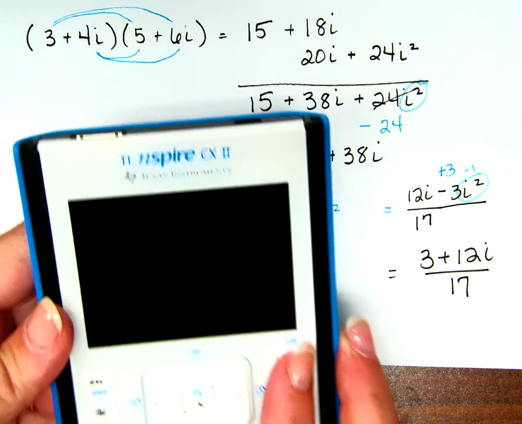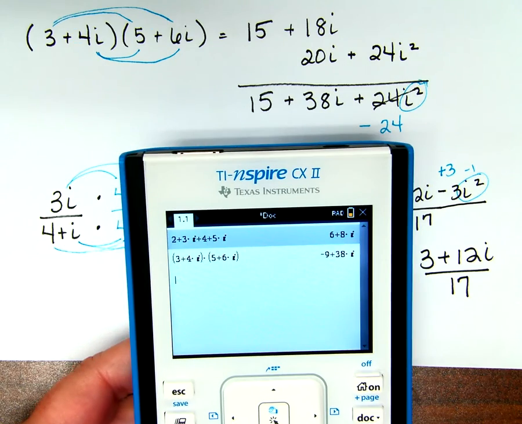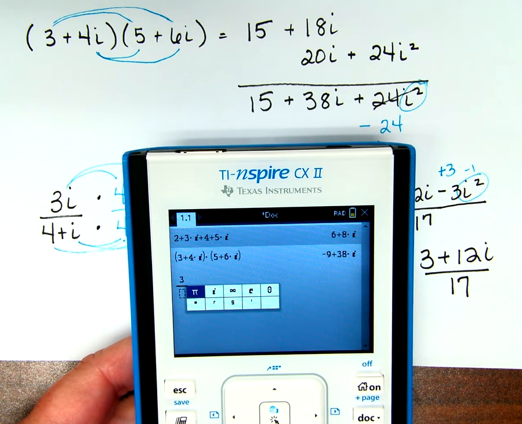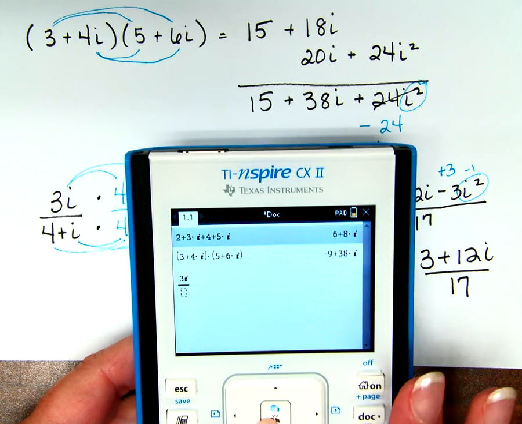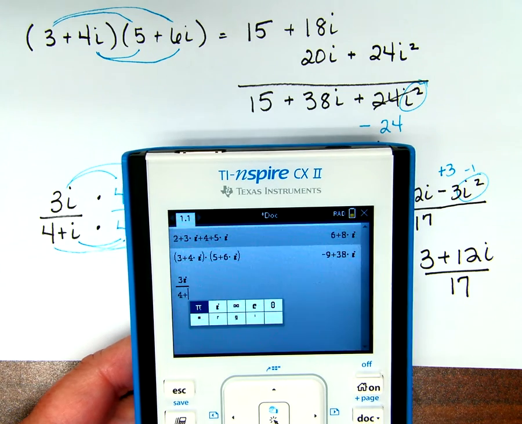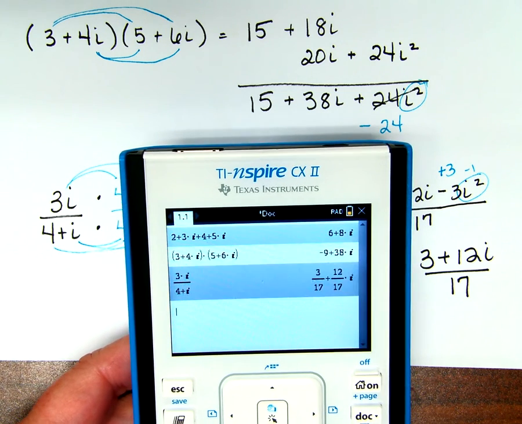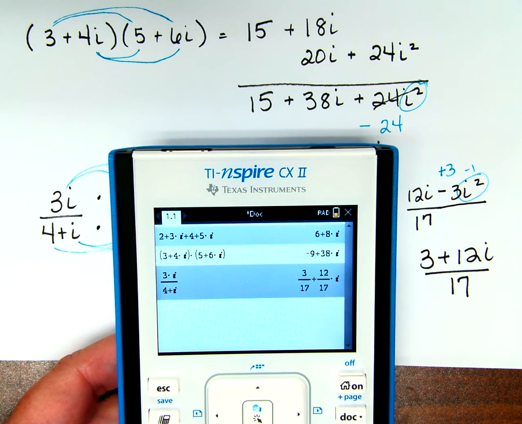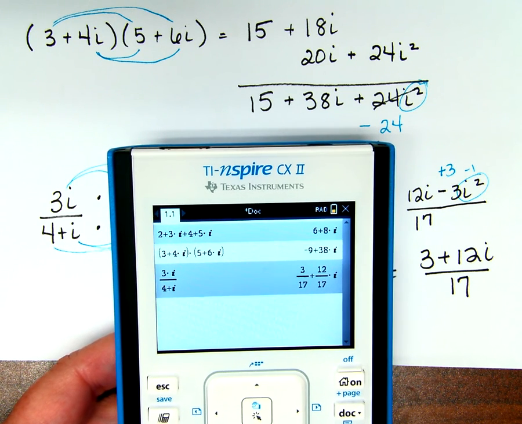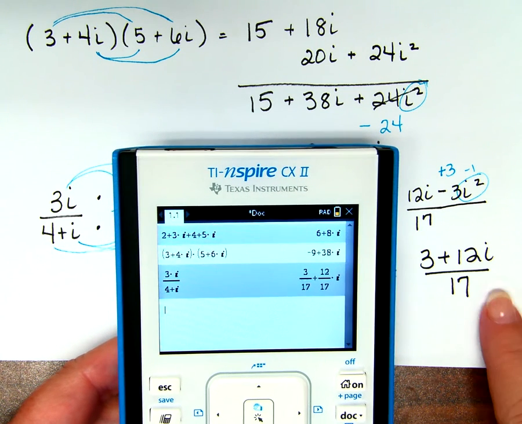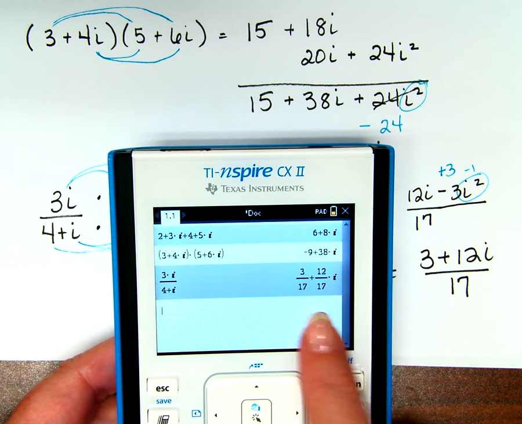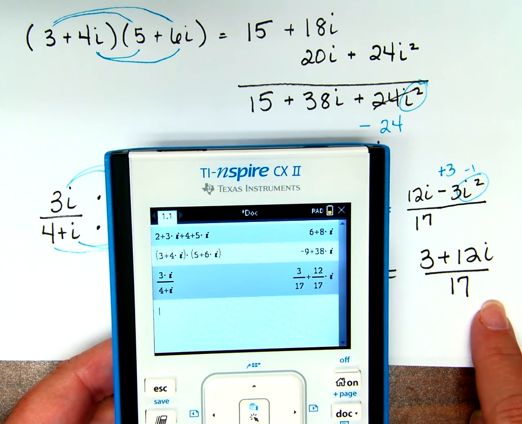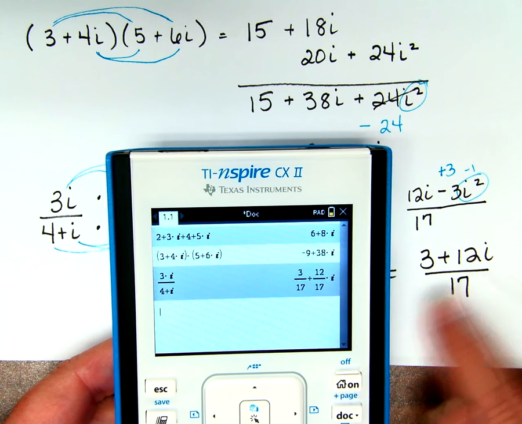Now let me show you something real quick. A fraction 3i over 4 plus i. Is that what I got? Kind of, right? It's written in a different way. This is just one fraction. This is broken into two fractions. 3 over 17 plus 12i over 17. Or in this case, 12 over 17i.